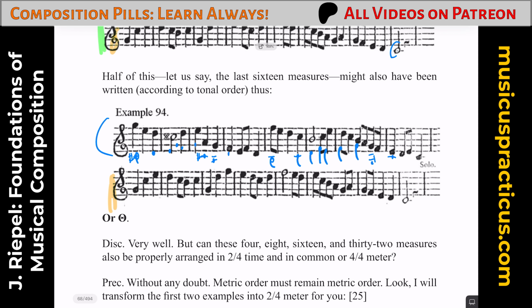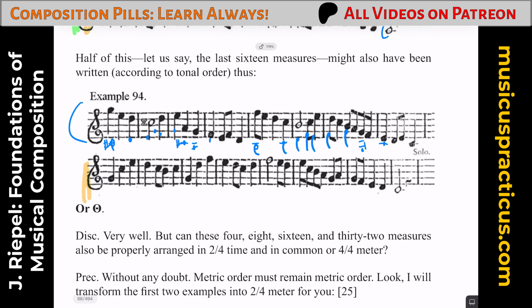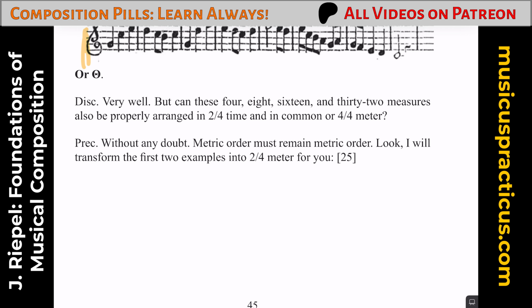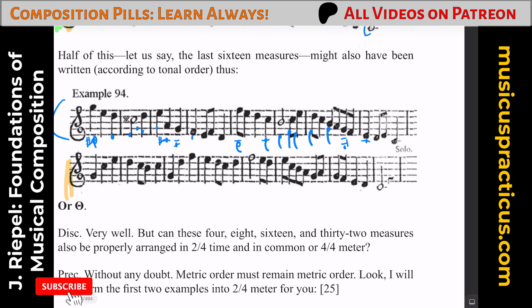Very well, but can these 4, 8, 16 and 32 measures also be properly arranged in 2/4 time and in common time or 4/4 meter? Without any doubt, metric order must remain metric order. Look, I will transform the first two examples into 2/4 meter for you. Great, this is very interesting.